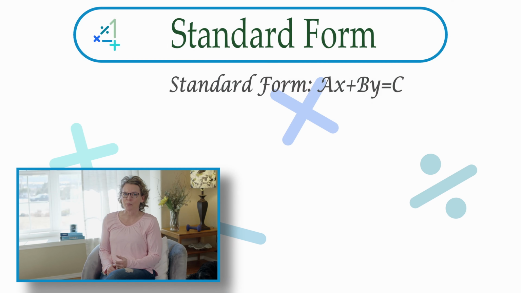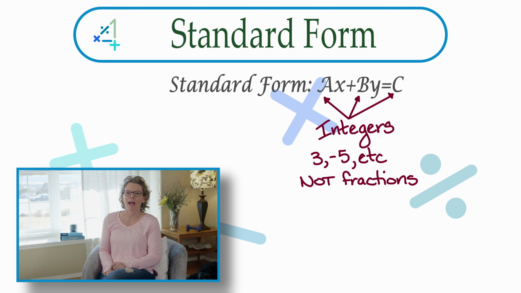Let's take a closer look at Ax plus By equals C. Those capital letters indicate that each of those numbers are integers. Integers can be positive or negative, but they cannot be fractions. Also, ideally that first term with the A will not be negative.